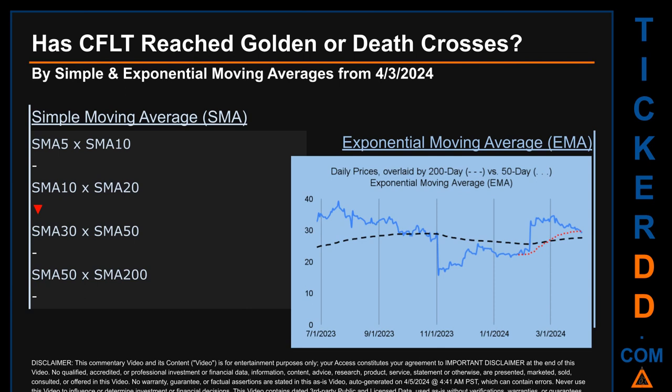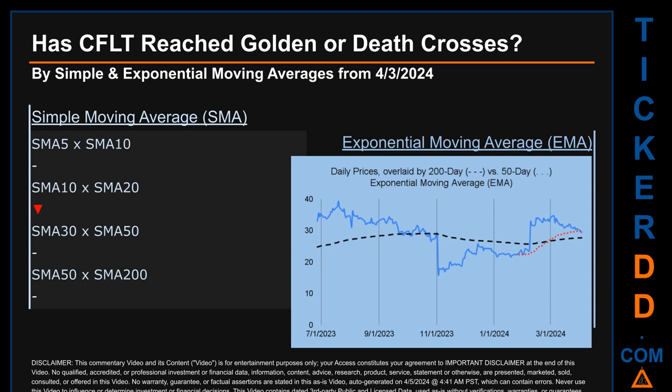Has CFLT price reached golden or death crosses? Golden cross and death cross are basic signals that compare average prices across two specified trade day ranges, a short-term versus a long-term range. For example, 5-day versus 10 trade days. Essentially, a golden cross is a bullish signal. It appears when a ticker's short-term moving average crosses above its long-term average. Vice versa, a death cross is a bearish signal when the short-term crosses below its long-term moving average.